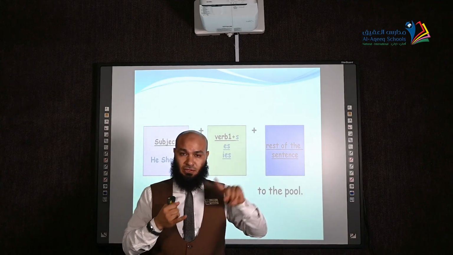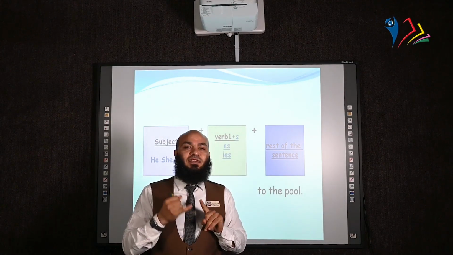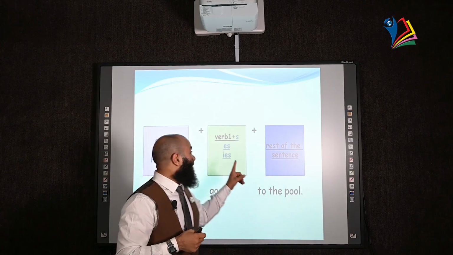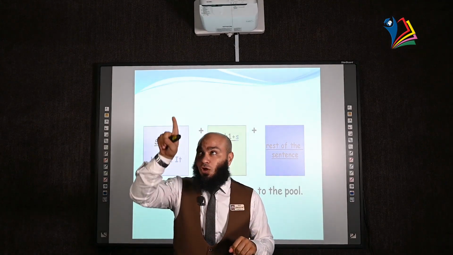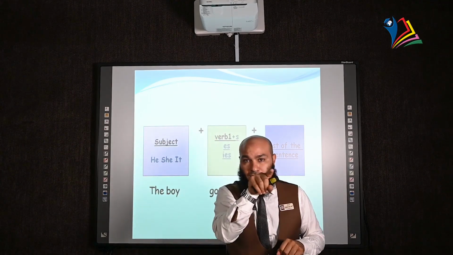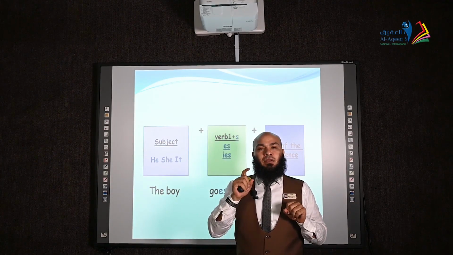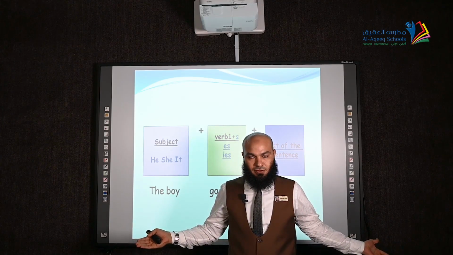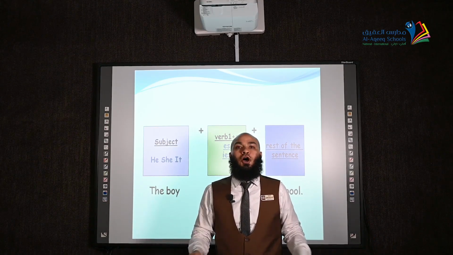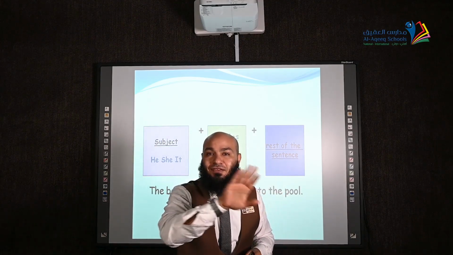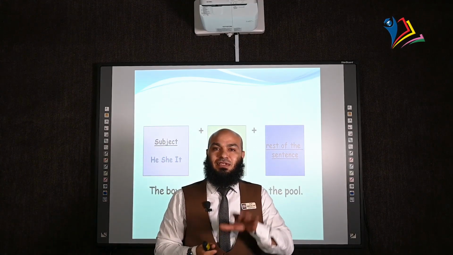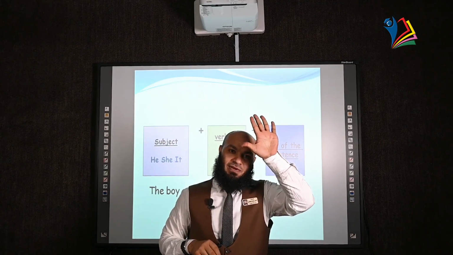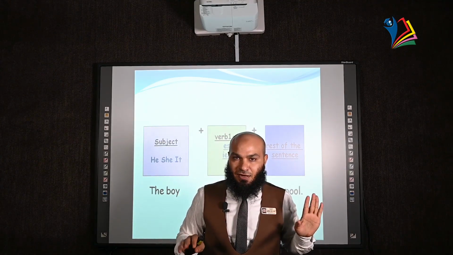We add s to any verb. Es if the verb ends with ss, sh, ch, o, or x. Ies if the verb ends with the letter y preceded by a consonant. Someone can ask me, Mister, what are the consonant letters? I'll tell you, guys, all the letters in English are consonants except some vowels: A, E, I, O, and U. These are the 5 vowel letters. The rest of the letters are consonants.